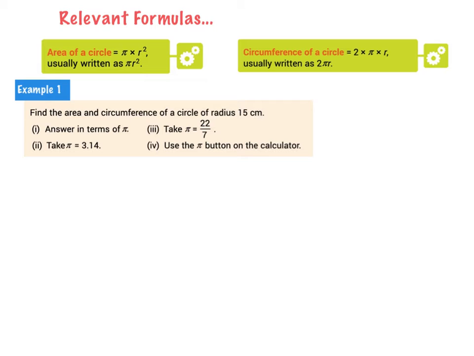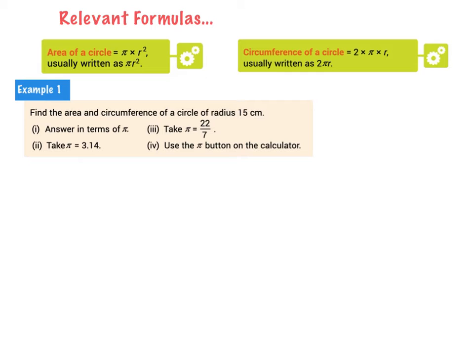Let's have a look at this example. So we have two formulas. We have the area of a circle. It's usually written as pi r squared, or you can put the multiply symbol in, and the circumference of a circle, 2 pi r. Now, both of these are in your formula and tables book, so again, it's not a case of learning them off, it's a case of learning how to use them.